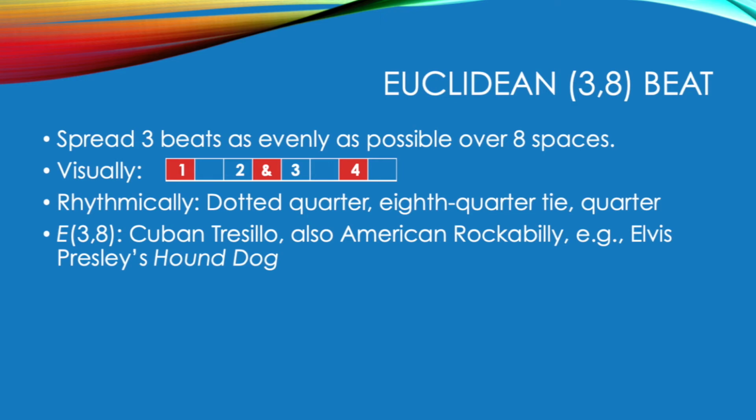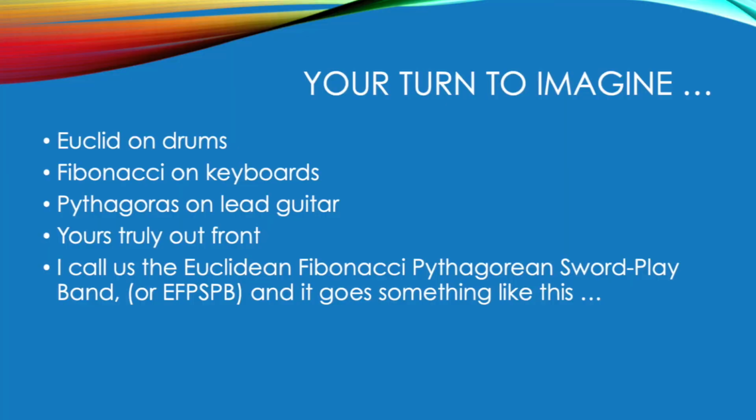So I began this talk today with my imagination regarding the lyrics of a song. Now it's your turn to imagine. I'd like you to imagine Euclid on drums, Fibonacci on keyboards, Pythagoras on lead guitar, and yours truly out front. I like to call us the Euclidean Fibonacci Pythagorean Sword Play Band, or EFPSPB, which kind of sounds like F, Pazipaba, F, Pazipaba.